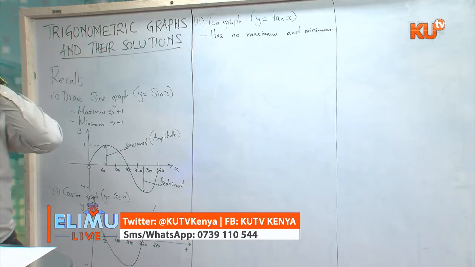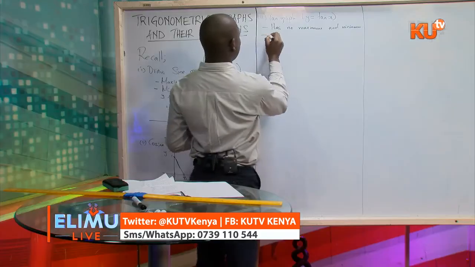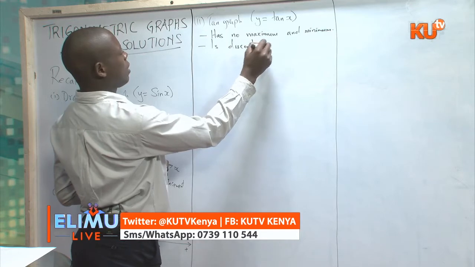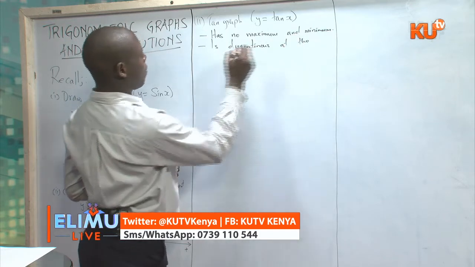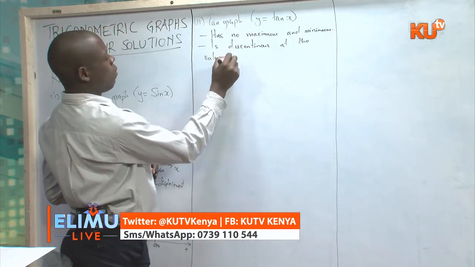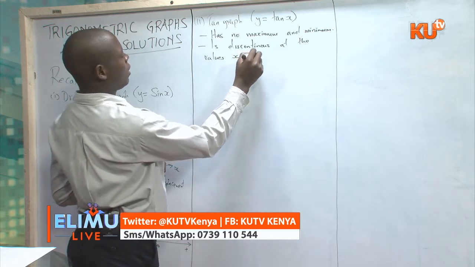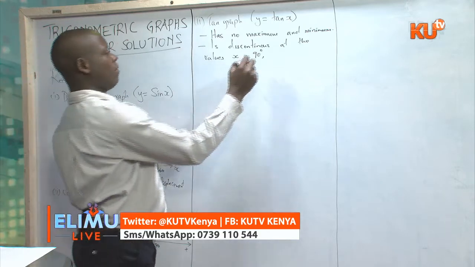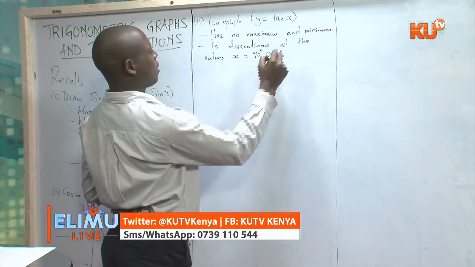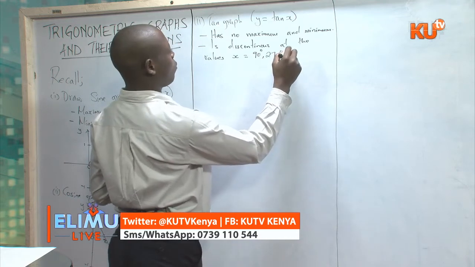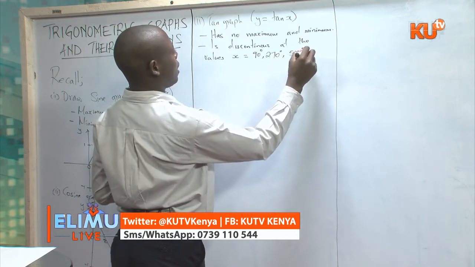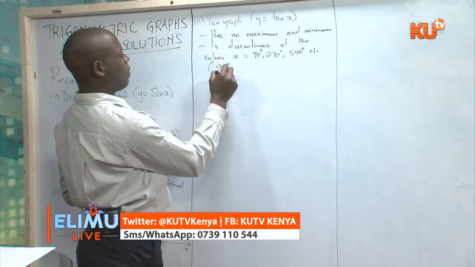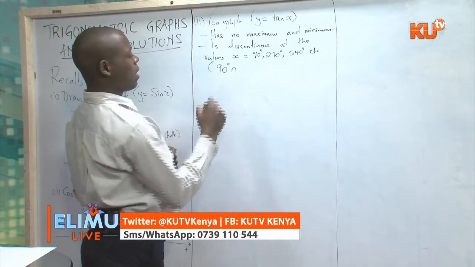And this graph is discontinuous. This graph is discontinuous at the values of x equal to 90 degrees, x equals to 270 degrees, x equal to 540 degrees, and so on. In short, it is discontinuous at the value 90n.